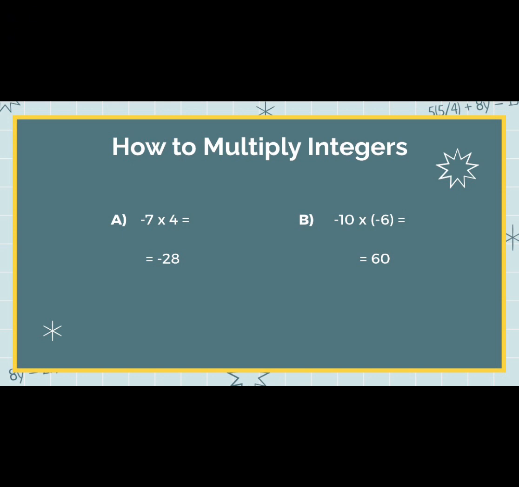Let's move on to number 2, where we have negative 10 times negative 6. So we have same signs there. We have two negatives, so our product will be positive. So let's think. 10 times 6 is 60. We have the same signs there, so it's going to be a positive 60. Our final answer is 60. So to recap, same signs equals a positive product.